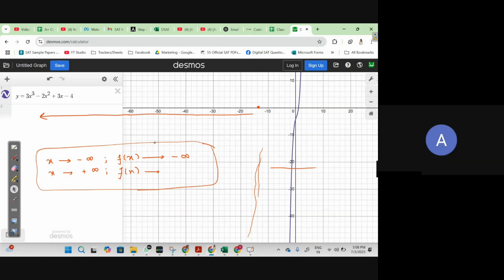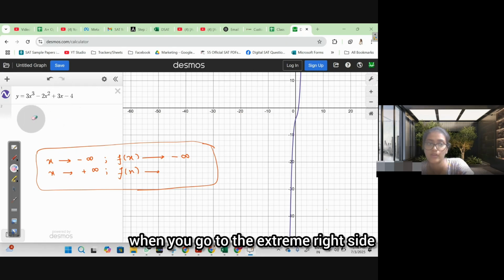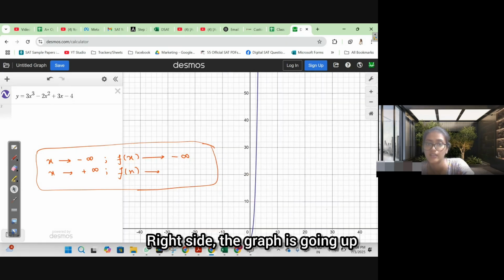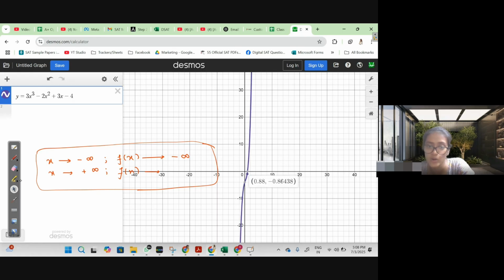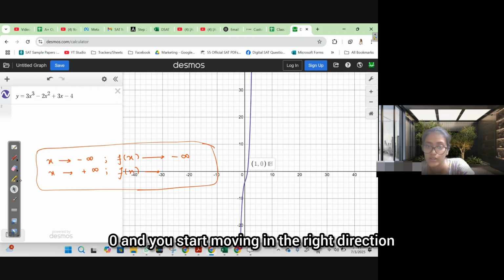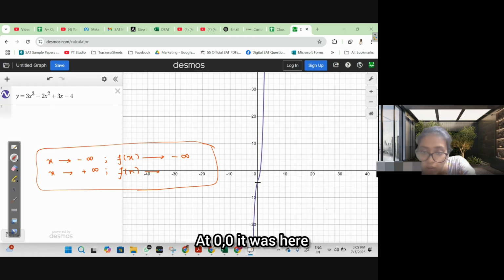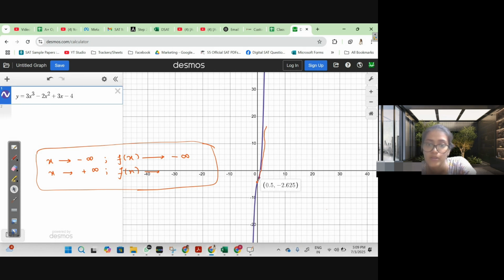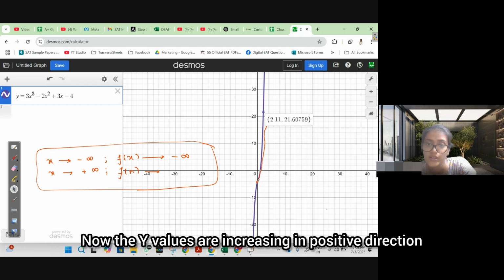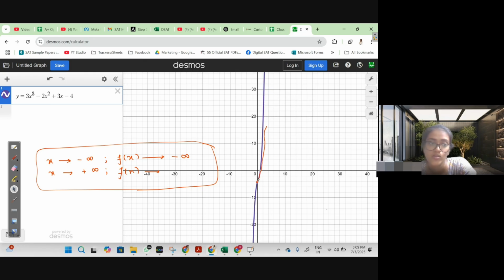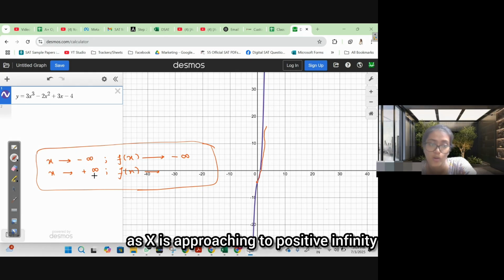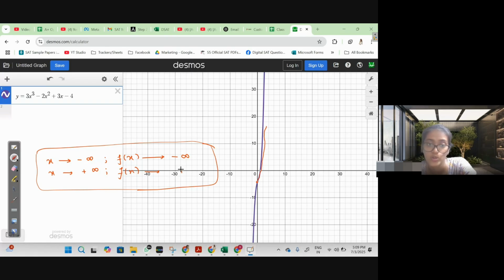Okay, now that's interesting. And what is happening when you go to the extreme right side? Right side, the graph is going up. So you stand at 0, 0 at the origin, and you start moving in the right direction. The graph is moving up, up, up, up, up. So the same thing will happen as you keep moving right. Now the y values are increasing in the positive direction. So as x is approaching positive infinity, f of x is approaching positive infinity.